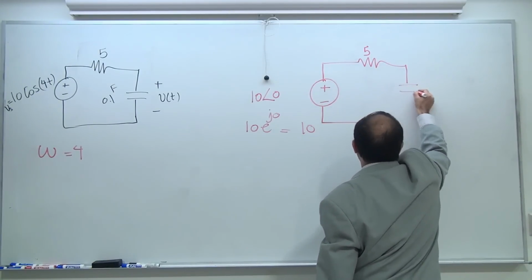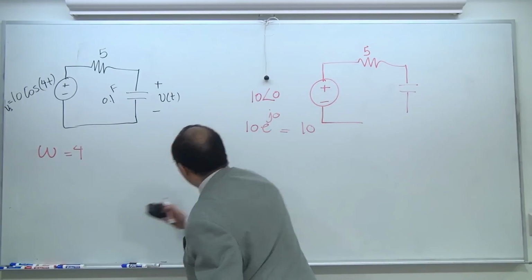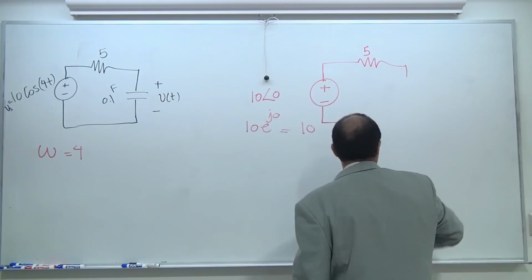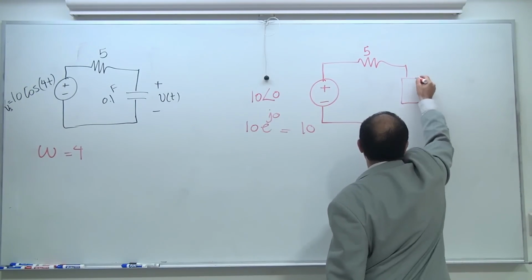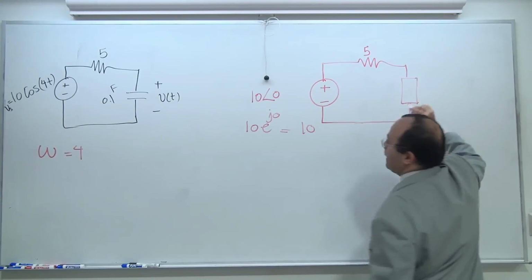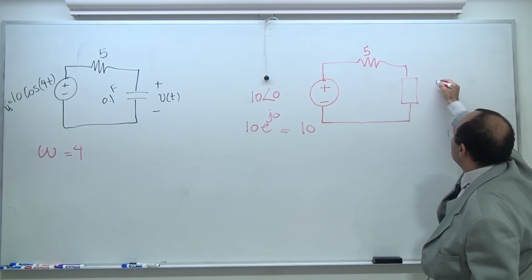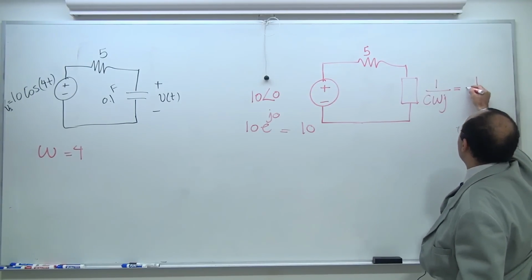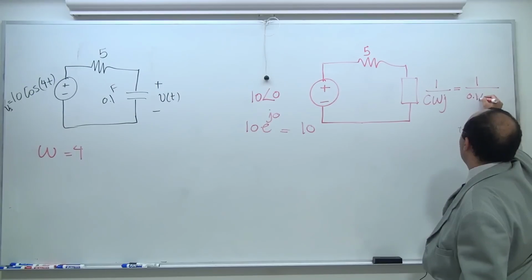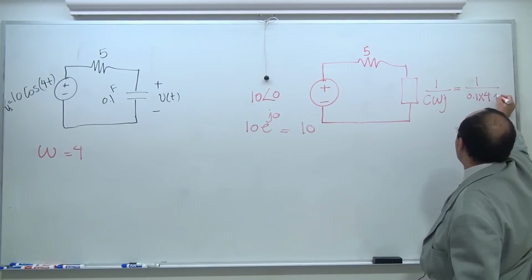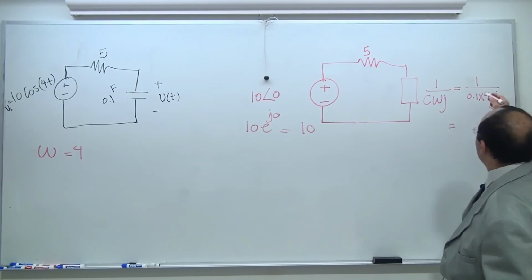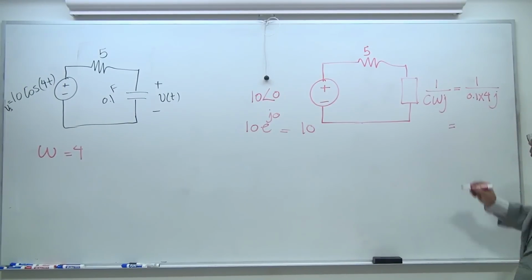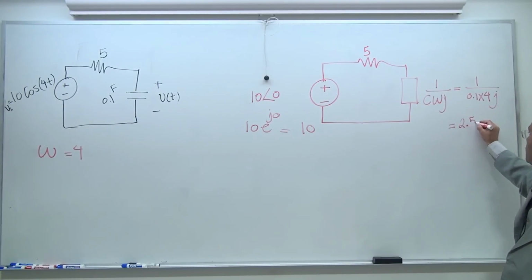A capacitor, you can actually draw the capacitor if it makes you more comfortable, like a box. And then how much is this capacitor? This is going to be 1 over C omega j, and this is going to be 1 over, C is 0.1, omega you capture it separately, 4, and this is j. So it's going to be 1 divided by 0.4. This is 2.5 over j, or it could be minus 2.5j.